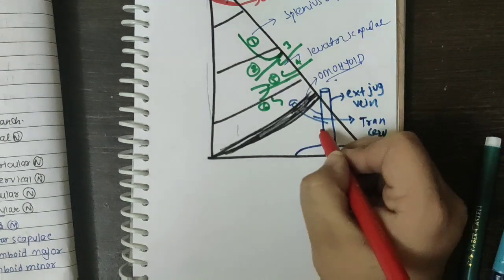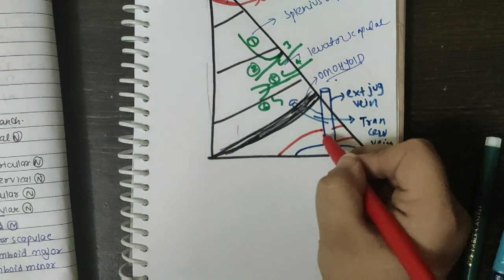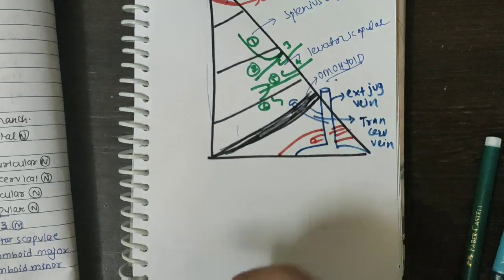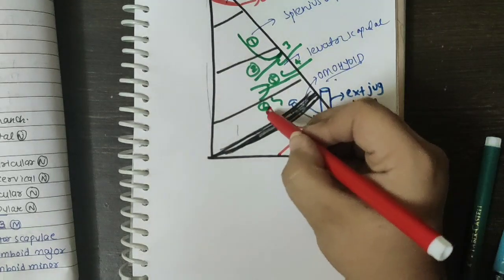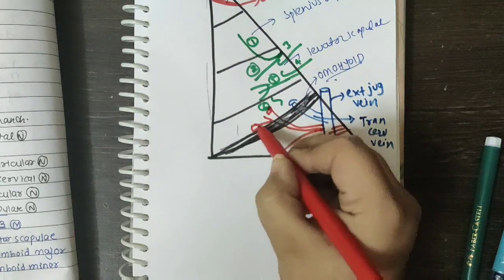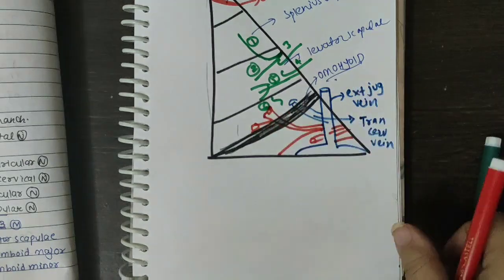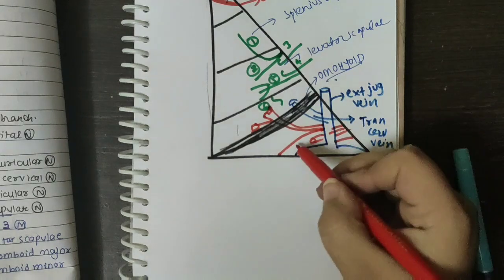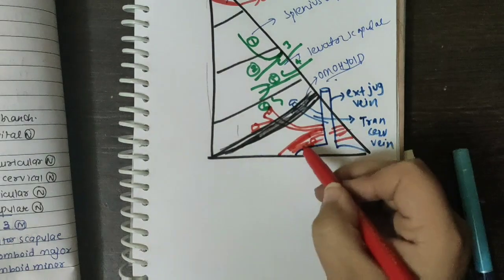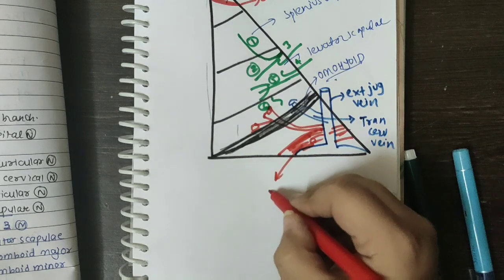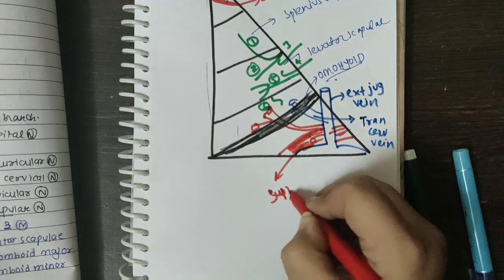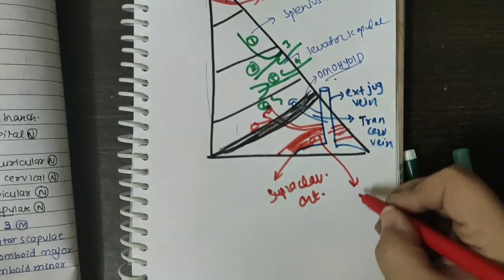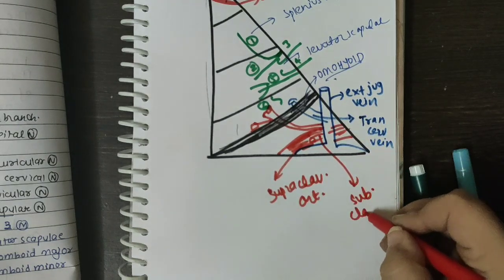Now the arteries. Okay, so this here is one artery, this here is the other artery. So this is the artery and here another artery is there. So I'll name them each accordingly. So this artery, this one is the supraclavicular artery. This artery is the subclavian artery.